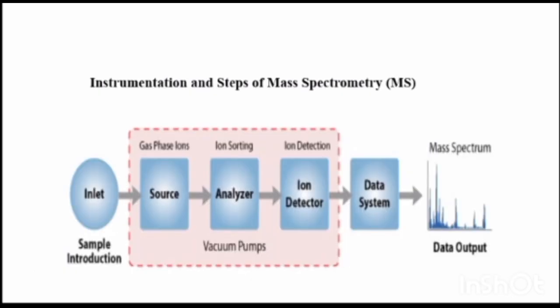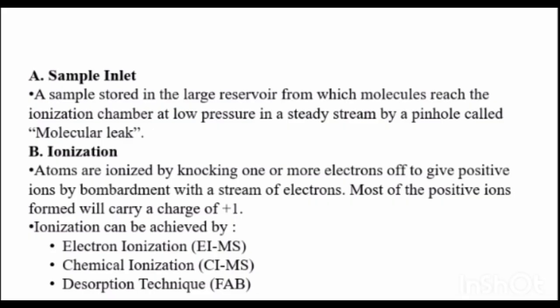These are the steps and instrumentation of mass spectrometry. A sample is introduced through an inlet, then into the gas phase. With the help of the gas phase, it gets into the source, then it gets into the analyzer, and then it gets into the detector. Then the detector leads to the signal, the data.